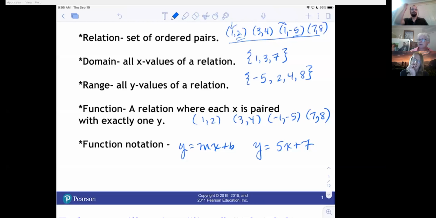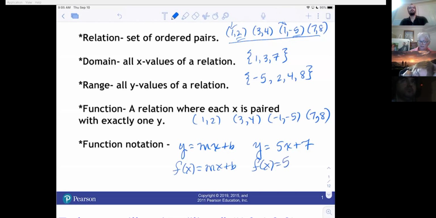The nice thing about function notation is it's just another way of expressing the y value, or the dependent variable, but it's telling you for sure this is a function and this is what you're plugging in for the independent variable. So if they say f of x equals mx plus b, or f of x equals 5x plus 7.